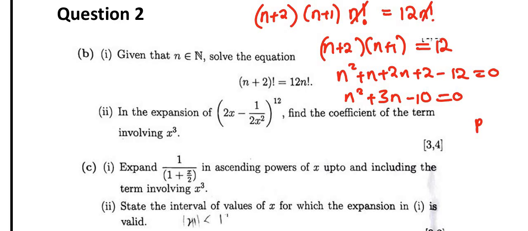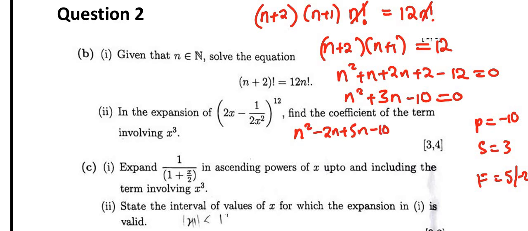From here, the product is simply what? Negative 10. The sum is simply 3. What factors can we use? The numbers such that when we multiply them, they give us this, and when we add them, they give us 3. We can use these 2. So we'll have n squared minus 2n plus 5n minus 10 is equal to 0. n, then we have n minus 2, this is plus 5, this is n minus 2 is equal to 0.